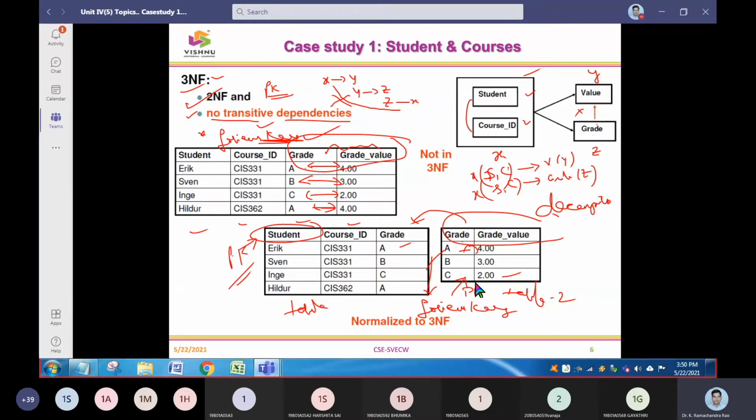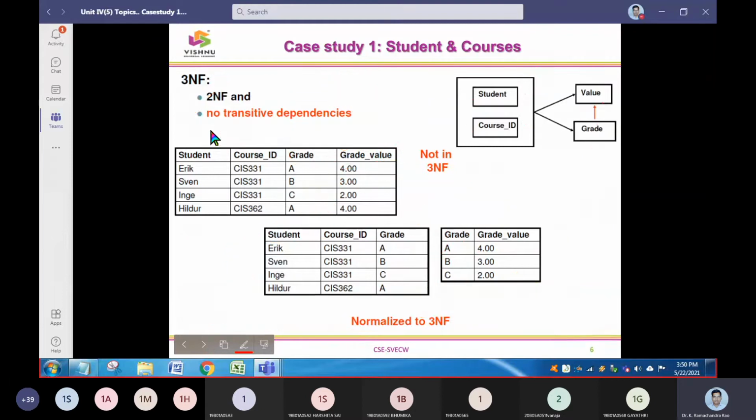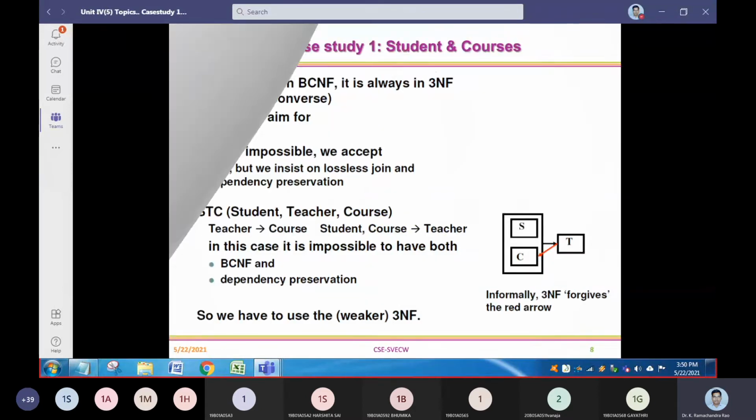So now you can see that there is no transitivity between grade and grade point via the student and course. So student and course, you can see that they can go from X to Y. There is a relation between X to Y, but there is no relation between X to Z. Hence, transitivity is not there. Therefore, we are going to say it is in third normal form. Fine.